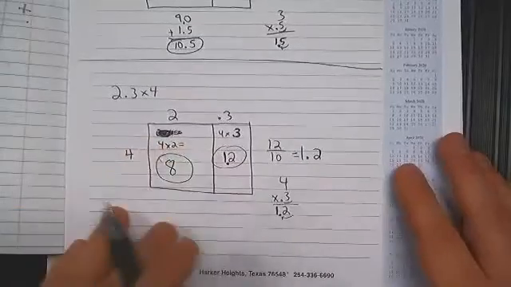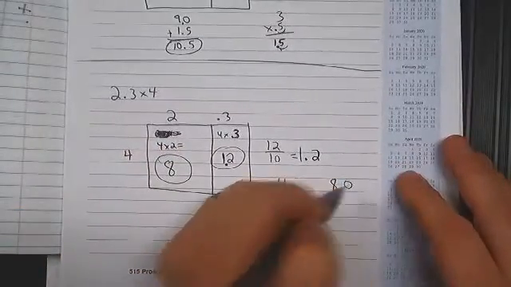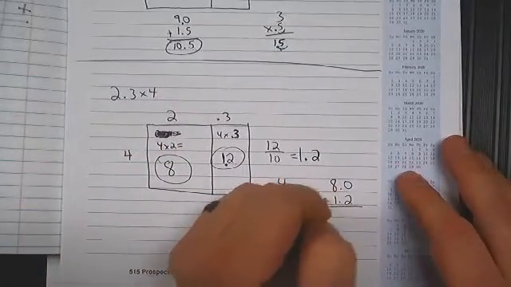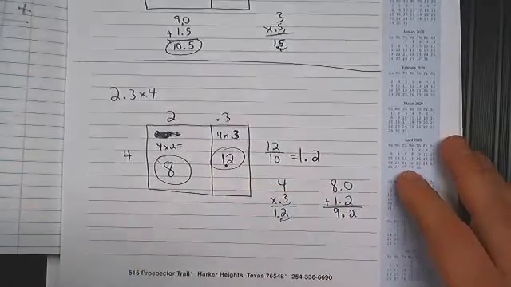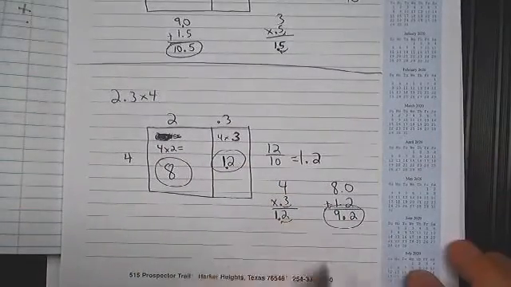So then I just add up my partial products of 8 and 1 and 2/10. Add those up. That's 2/10, and that's 9. 9 and 2/10. And there's my answer.